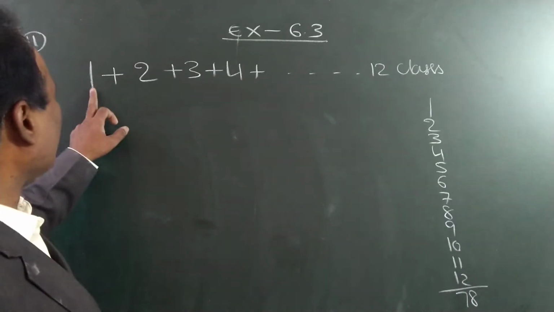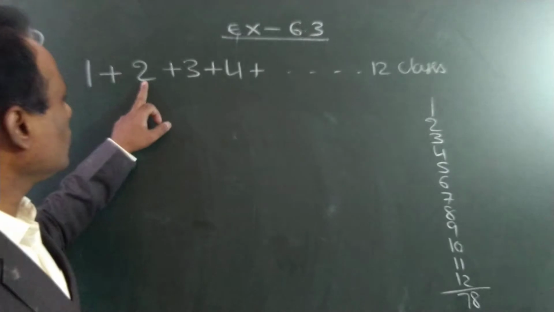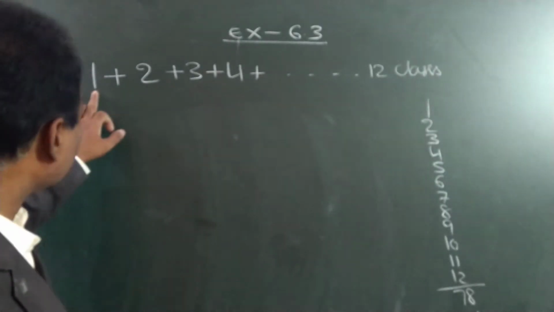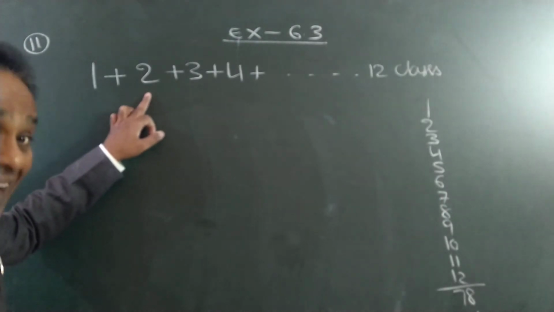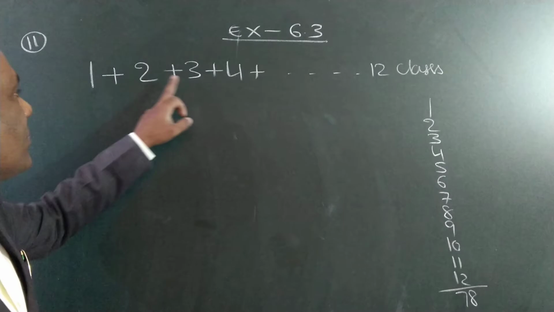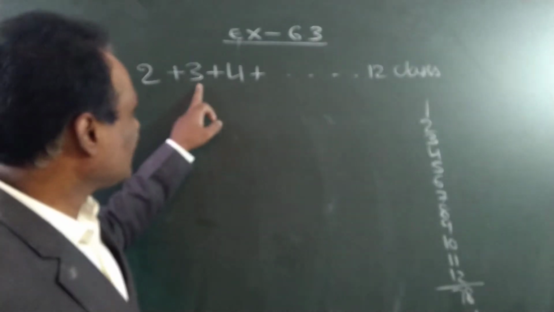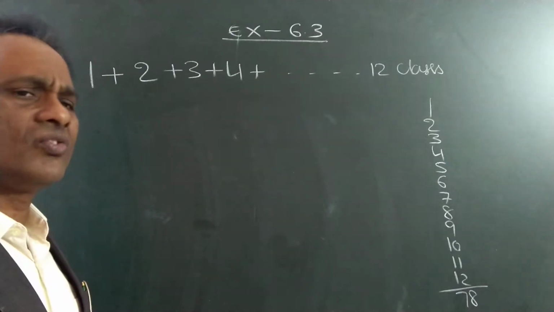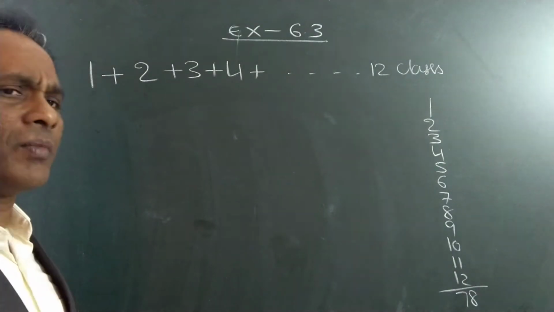If you observe this, first class 1, second class 2, third class 3, fourth class 4, if they are like this, then this is arithmetic progression. See, this is arithmetic progression. What is the difference? 2 minus 1 is 1. 3 minus 2 is 1. 4 minus 3, difference is 1. Difference same means it is arithmetic progression. So we can use the arithmetic progression formula.